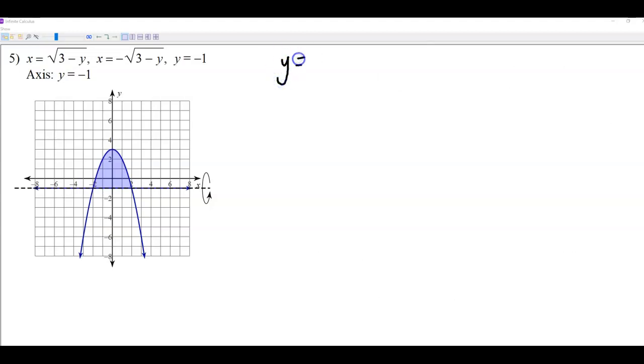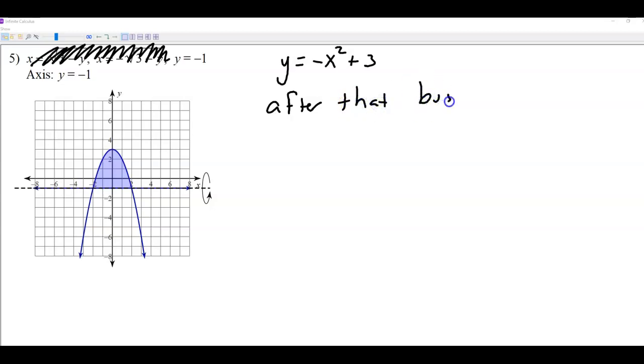My new equation is y equals negative x squared, and I believe it was plus 3, wasn't it? I believe it was, yes. Okay, so we're not going to use these now. We're going to scribble those out. We don't want that. So now we're ready to begin the problem. So after this, business as usual.